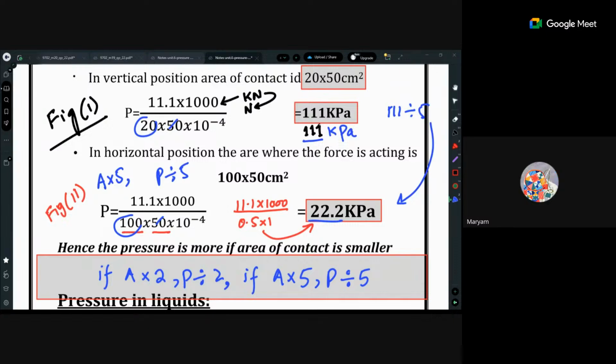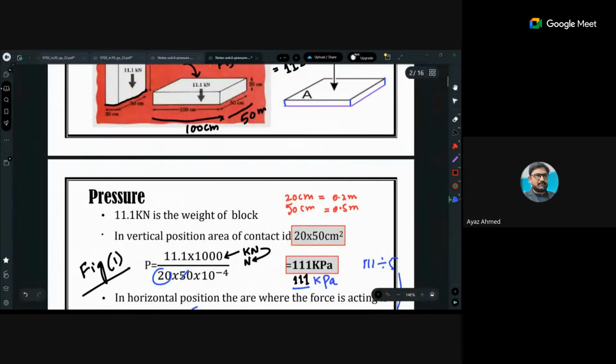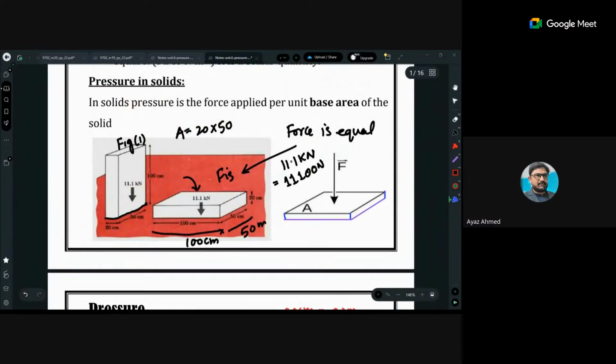Yes, sir. But sir, can you show the figure for a second? Yes. Done. Is it clear to everybody? Yes, sir. Okay.